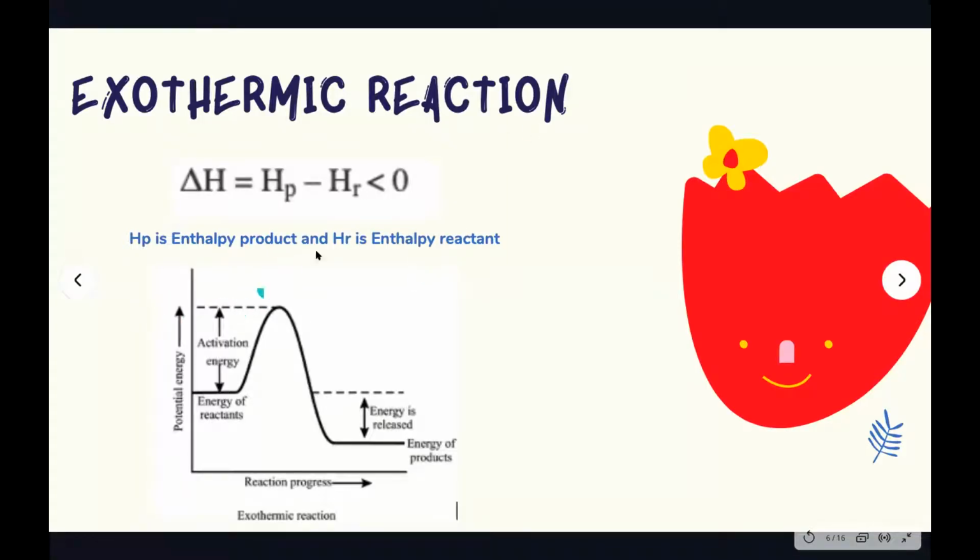An exothermic reaction has a graph like this. If you look at the graph, the energy of the product is less than the energy of the reactant. The energy of the reactant has the symbol HR. The energy of the product is HP. If HP is less than HR, the result will be less than 0. That's why the exothermic reaction has a negative symbol.